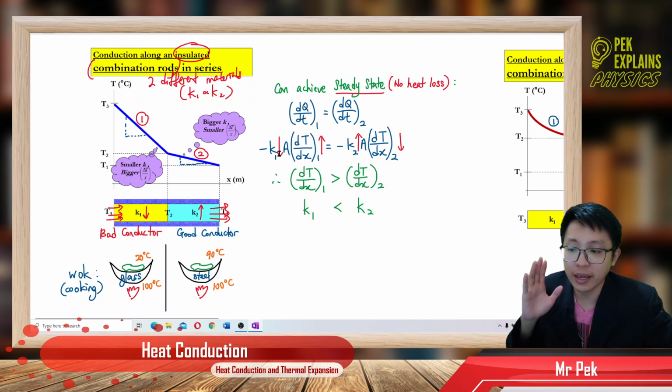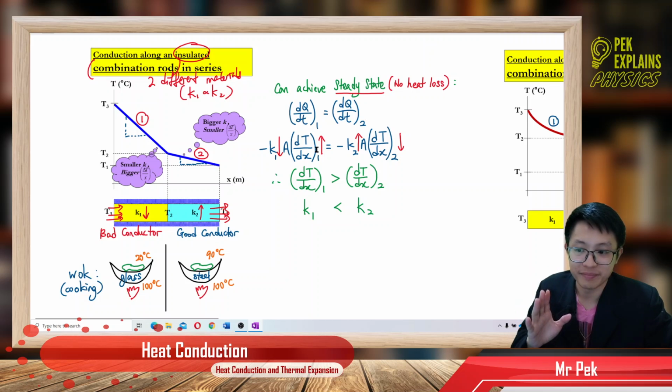When K1 is small, because both sides must be equal, isn't it? Because the rate of heat flow dQ/dt 1 must equal the rate of heat flow dQ/dt 2. All the heat that passes through rod 1 must also pass through rod 2.